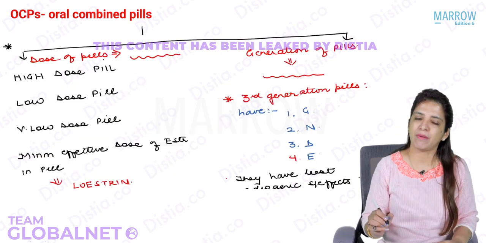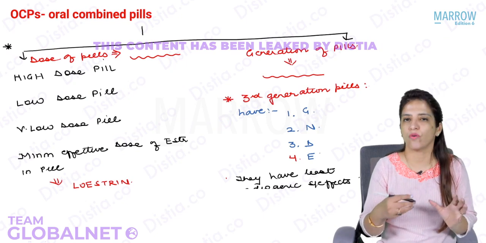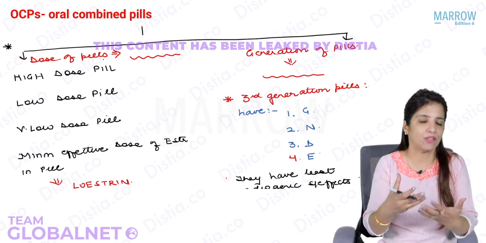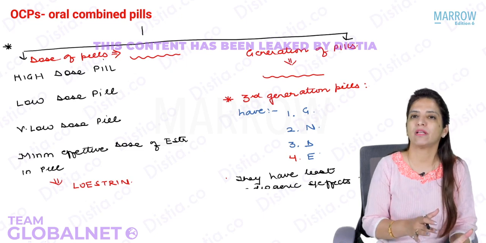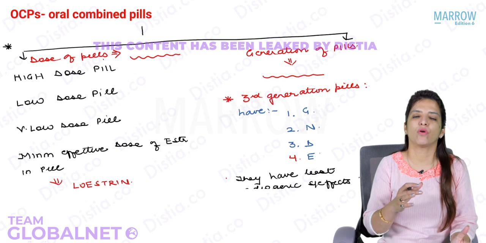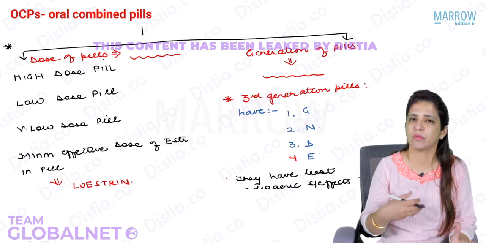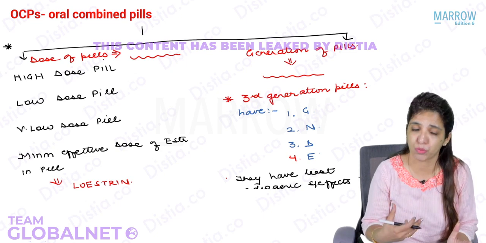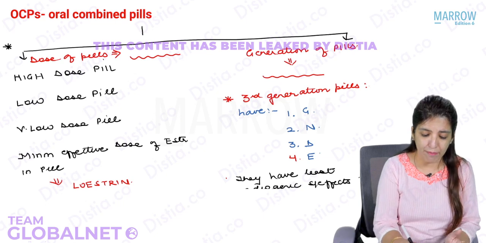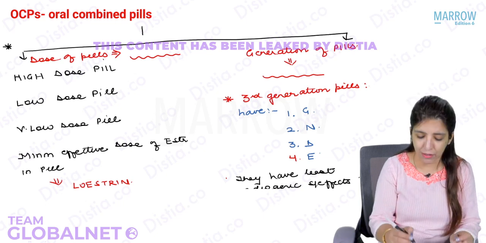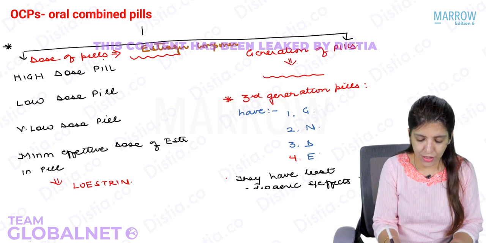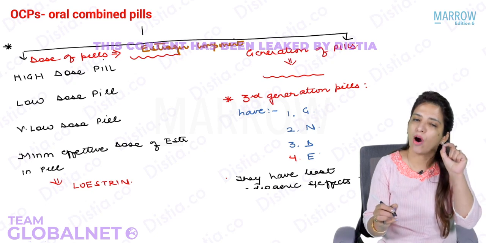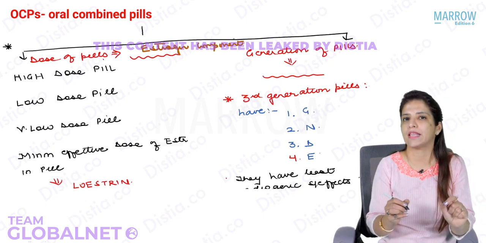Now, when we are classifying oral combined pills, there are two ways of classifying them. Number one method is to classify them in terms of their dosage, whether it's a high dose pill, a low dose pill, or a very low dose pill. Whenever we are talking about the dose of the pill, basically we are talking about the estrogen component, that is, how much estrogen is present in that pill.